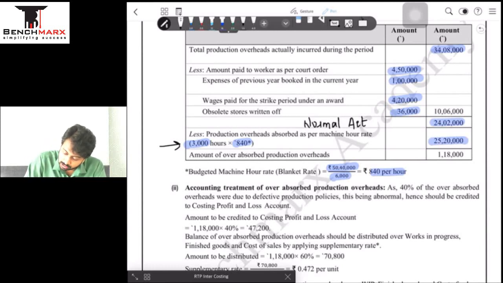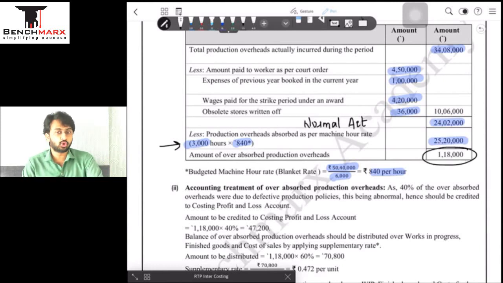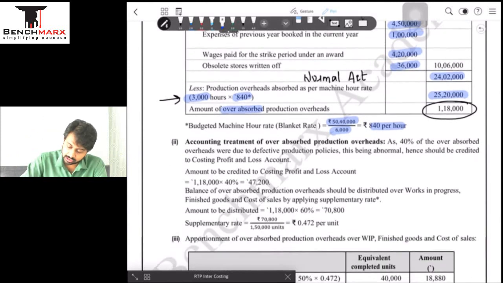I will get the content of overhead which is under or over absorbed. In this case actuals is less, absorbed is more. It's a case of over absorption. ठीक है, this over absorption will now be treated between 40% cost of sales and 60% my supplementary rate, which will be given in the next part.